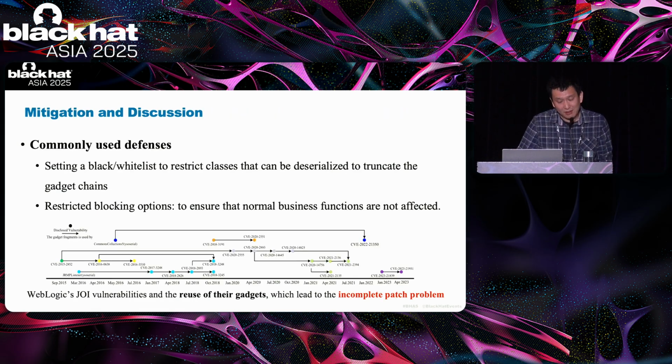So this is a problem, and the issue is that it's very hard to defend against this Java deserialization vulnerability. The reason is that in previous approaches or previous work, what they usually do is set up a black or white list to restrict some classes. For example, the EvilExample that we showed before cannot be deserialized, so that it can truncate the gadget chain. Basically, it does not allow the code that we have shown to go through EvilExample and reach Runtime.exec.